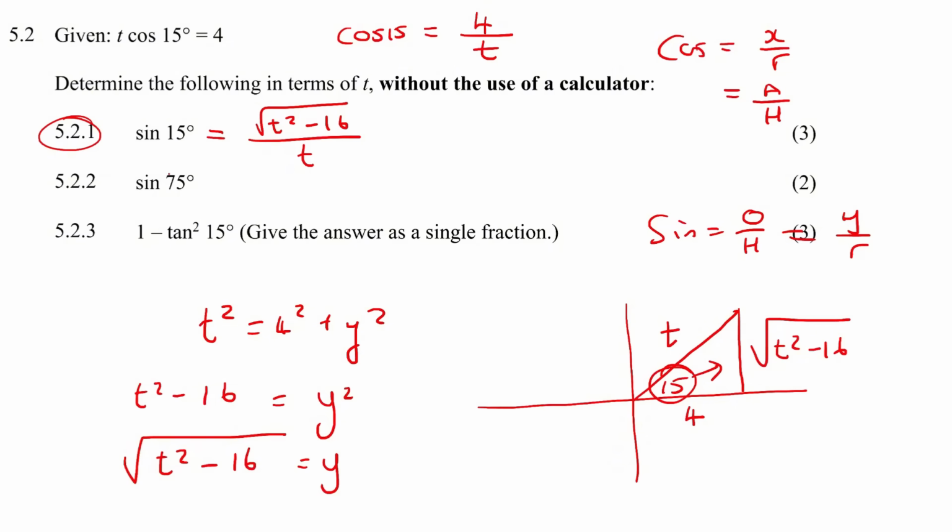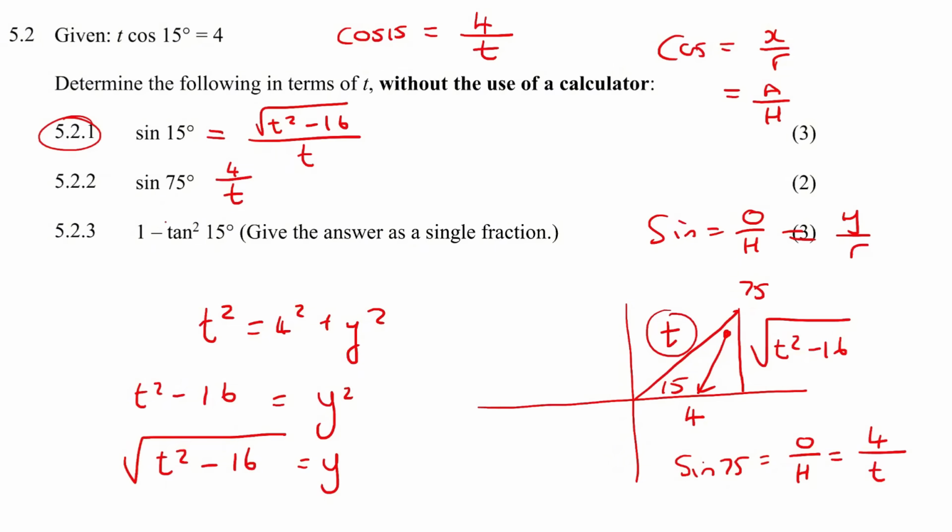Okay. Now the next one is sin 75. Now 75 is going to be this angle over here, because if you just do the sum of angles in a triangle, you would get this as 75. So then if you work out the sin of 75 using opposite over hypotenuse, the opposite of 75 is going to be 4, and the hypotenuse is still going to be t. So you're going to say 4 over t.